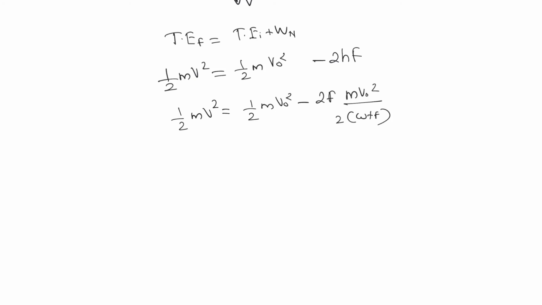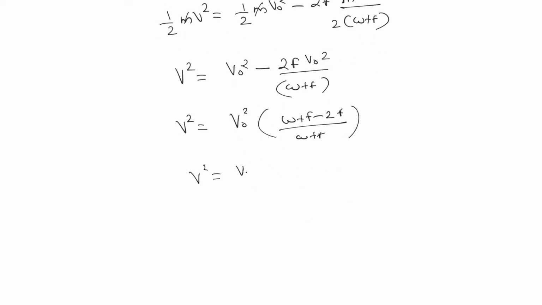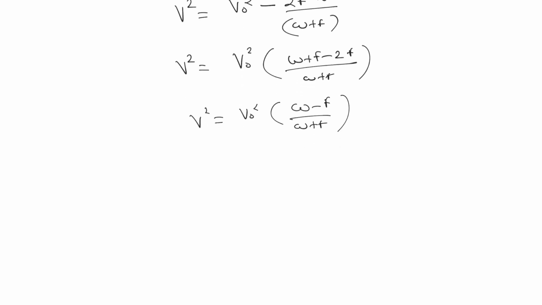Cancelling this m and multiplying by 2, we can write v square is equal to v naught square minus 2F v naught square divided by W plus F. Taking v naught square as common, it is W plus F minus 2F divided by W plus F, so v square is equal to v naught square into W minus F divided by W plus F. So the value of v will be equal to v naught times the square root of W minus F divided by W plus F.